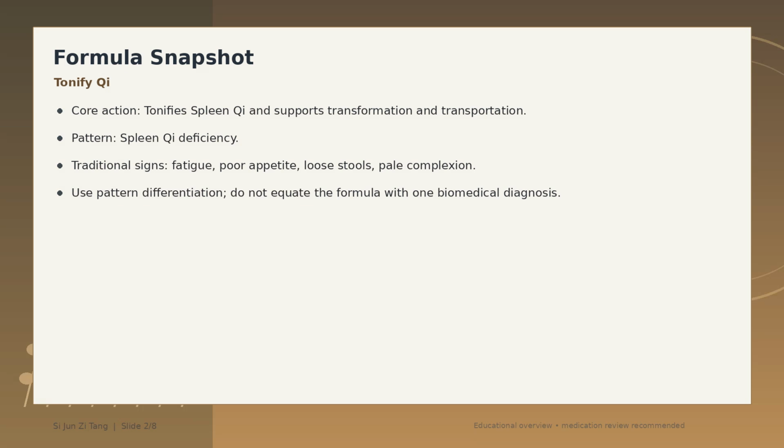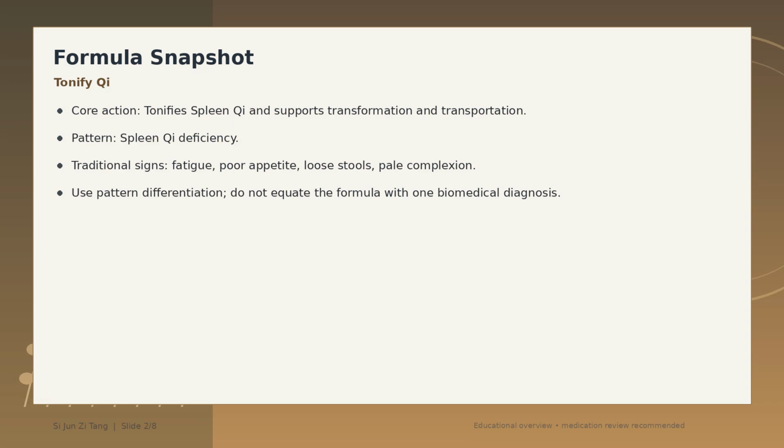The traditional target pattern is spleen Qi deficiency. Typical clues include fatigue, poor appetite, loose stools, pale complexion, weak limbs, weak pulse. These findings are not all required, and the same biomedical diagnosis can present with different Chinese medicine patterns.